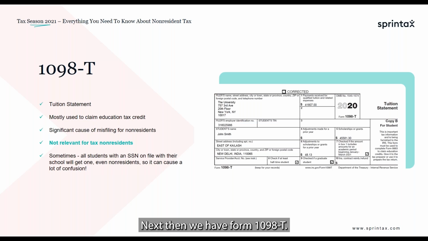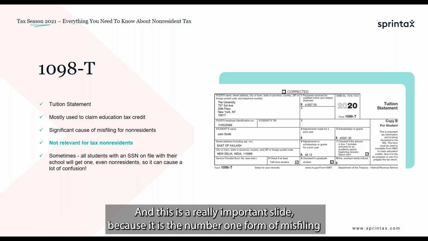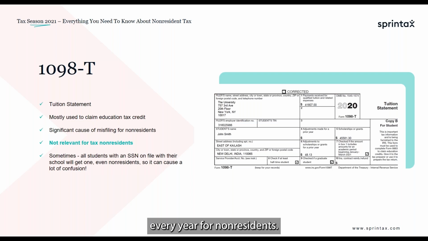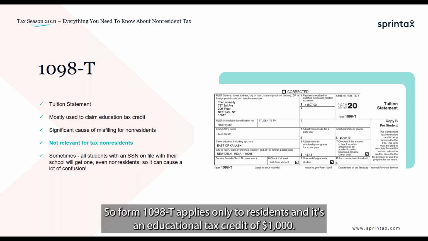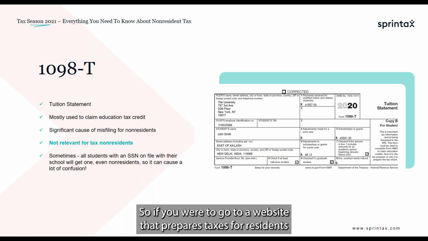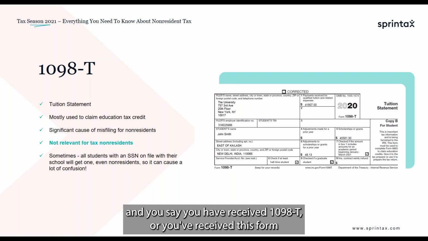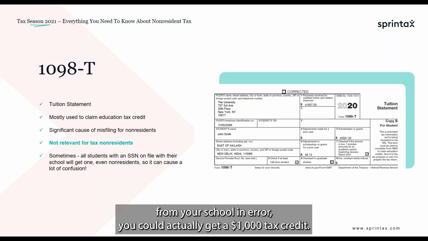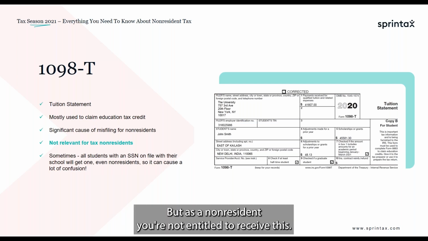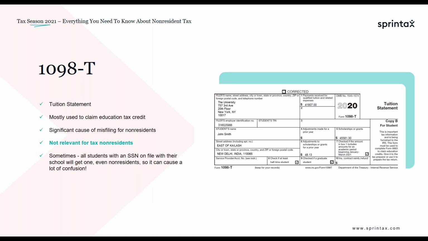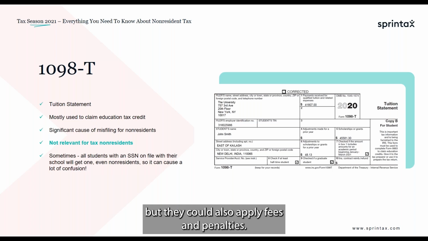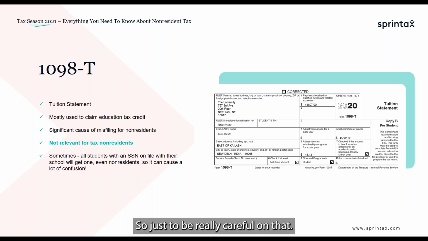Next then, we have Form 1098-T, and this is a really important slide because it is the number one form of misfiling every year for non-residents. Form 1098-T applies only to residents, and it's an educational tax credit of $1,000. So if you were to go to a website that prepares taxes for residents and you say you've received a 1098-T, or you've received this form from your school in error, you could actually get a $1,000 tax credit. But as a non-resident, you're not entitled to receive this. And if the IRS realise that you've claimed this tax credit, not only will they look for that $1,000 back, but they could also apply fees and penalties. So just be really careful on that.